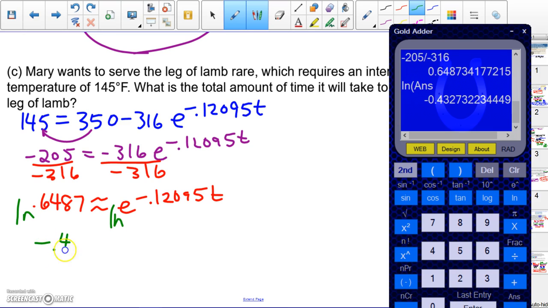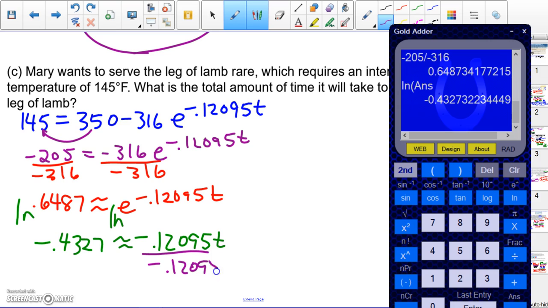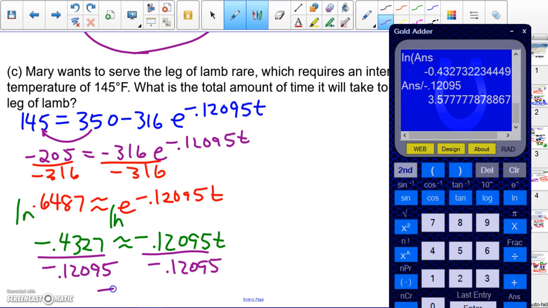Negative 0.4327 or so is about equal to negative 0.12095 t. And lastly, we'll need to divide by negative 0.12095. Get about 3.58. T is about 3.58 hours.